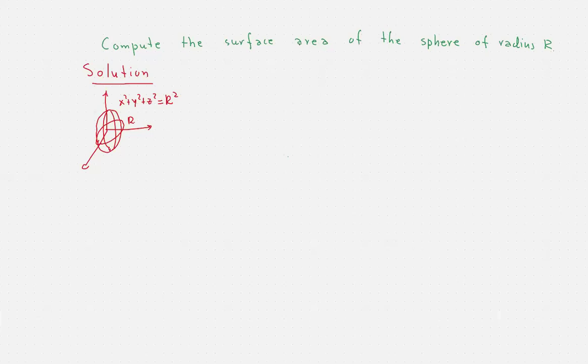So we would like to compute the surface area of the sphere of radius r, and we might as well consider it centered at the origin. And we would like to use a scalar surface integral in order to compute that. In general, when we wish to compute surface area, we just need to compute the scalar surface integral of the function 1 on this surface. Let's call it S.